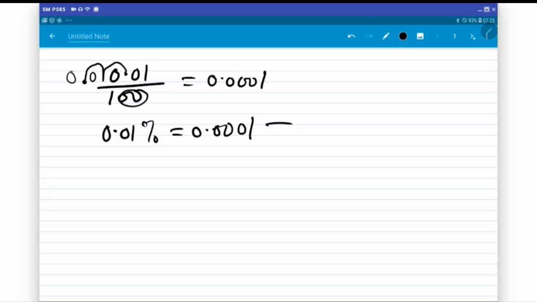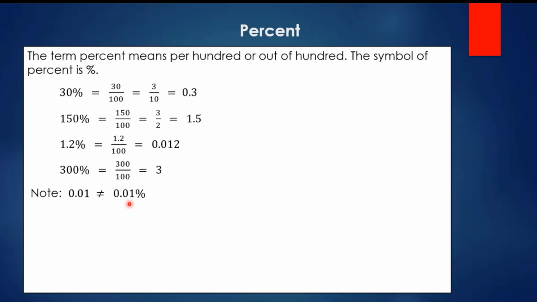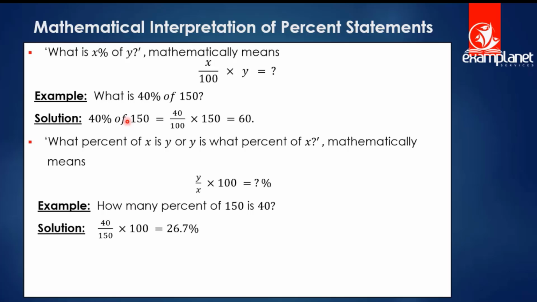0.0001 is not the same as 0.01, so just note that. Now we have the mathematical interpretation of percent statements.